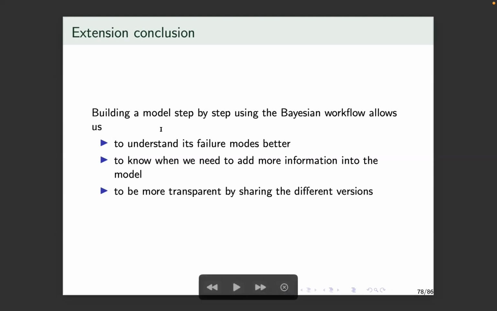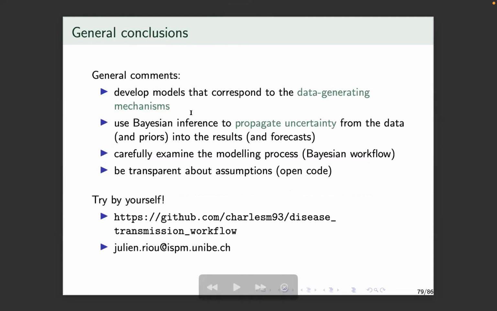And finally, it's also useful for transparency, because if you share the early versions of your model, it can help the readers to understand how each building block influences the predictions of the model. And to give a more general conclusion on the whole talk, it can be important to develop models which correspond to the data generating mechanism, which are not just curve fitting, and this can give you some insights on the transmission mechanism.